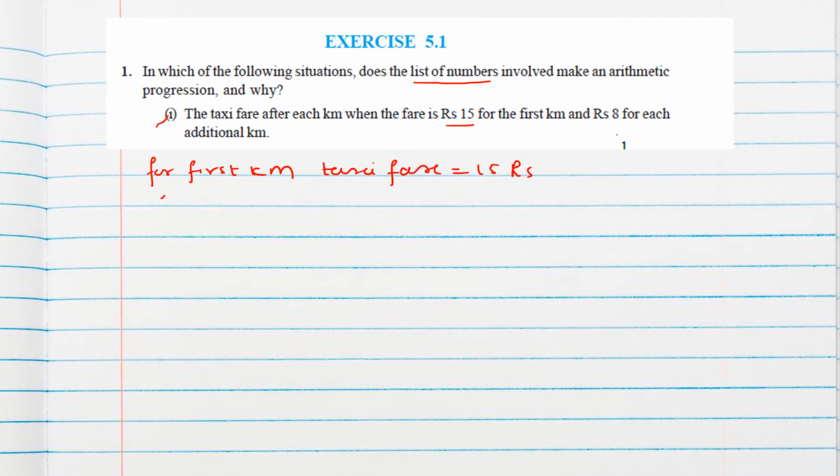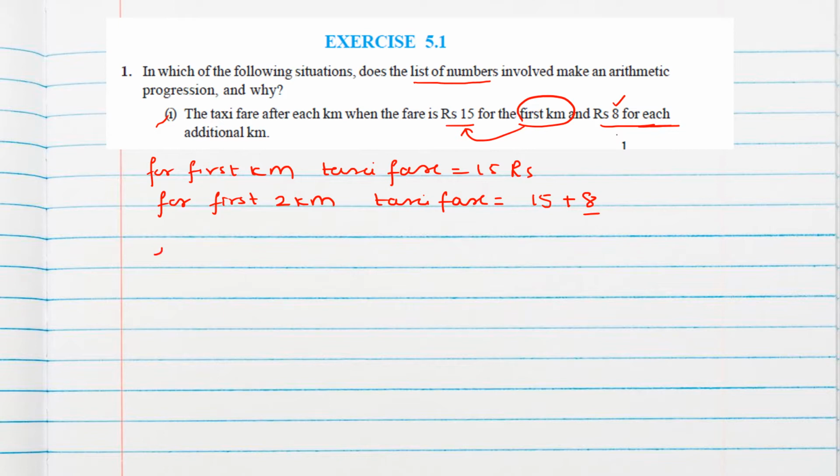and for the first 2 kilometers, fare will be what? For 1 kilometer 15 plus next kilometer 8, because it is given for the first kilometer it will always be 15, and for each additional kilometer 8 rupees we should add. So for the first 2 kilometers, 15 is basic, that is for the first kilometer, then for the additional 1 kilometer 8 rupees.